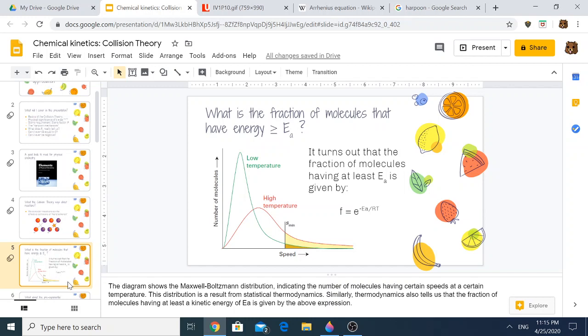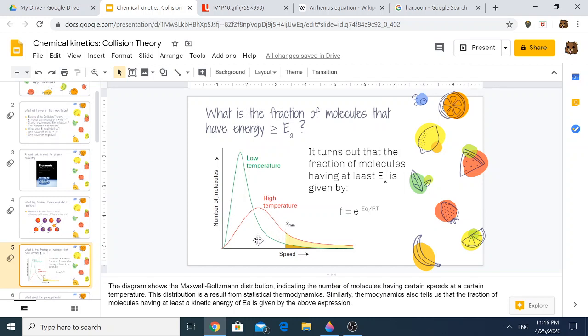To answer this question, we have to turn to statistical thermodynamics, which tells us that for a given sample of molecules at a certain temperature, their molecular speeds follow such a distribution. This is the distribution, like this curve shown here, at two different temperatures. It indicates to us how many molecules, so the y-axis is the number of molecules, have a particular speed at a particular temperature.